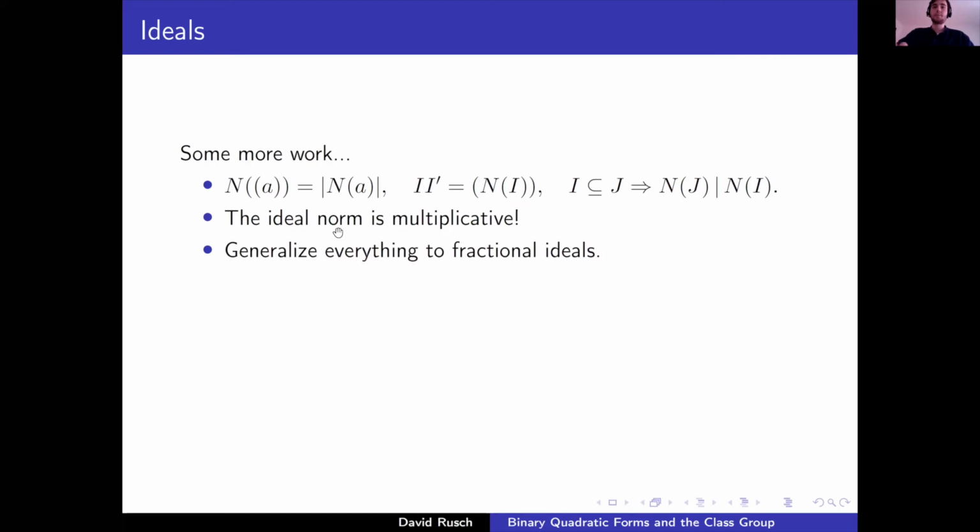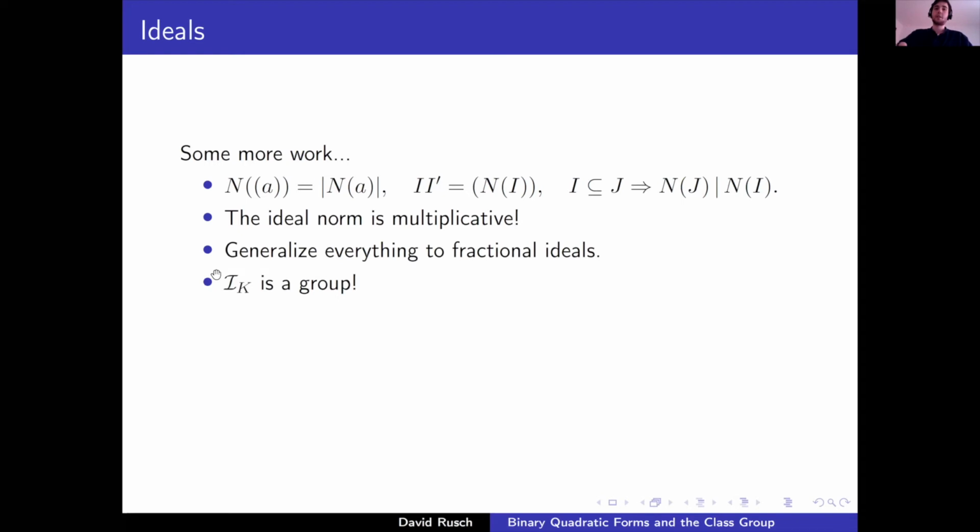And then it's really not hard to generalize everything to fractional ideals. So recall a fractional ideal is just an ideal multiplied by some rational constant, and we can just adapt the norm. So we take the rational constant out of the norm and multiply it somehow, and then we have a functioning concept of the norm of fractional ideals, which also satisfies all of these properties.